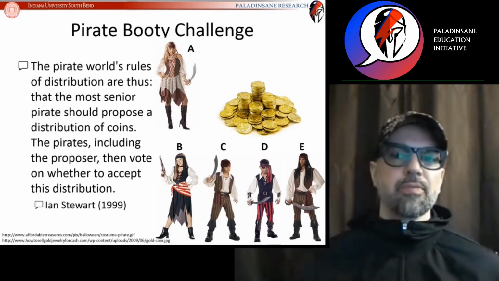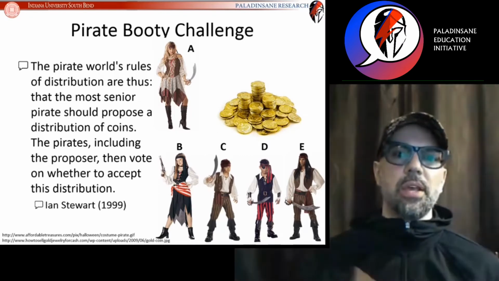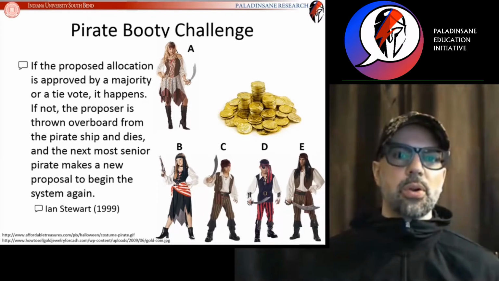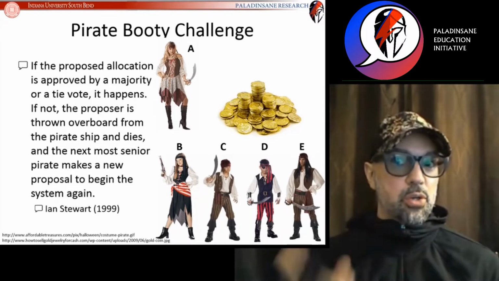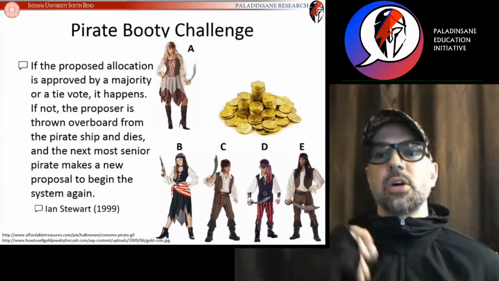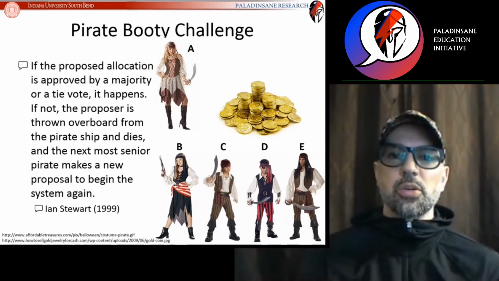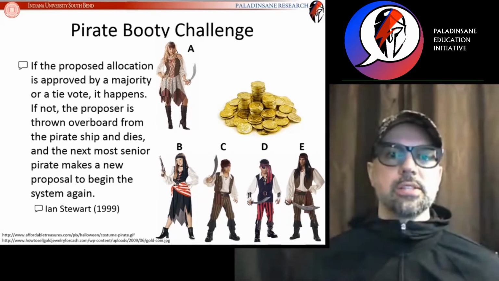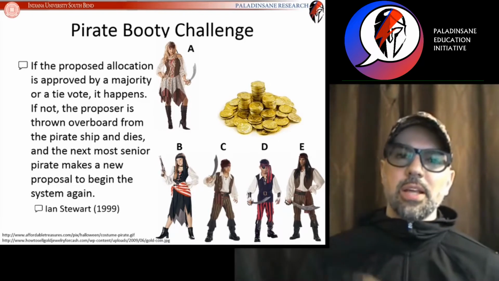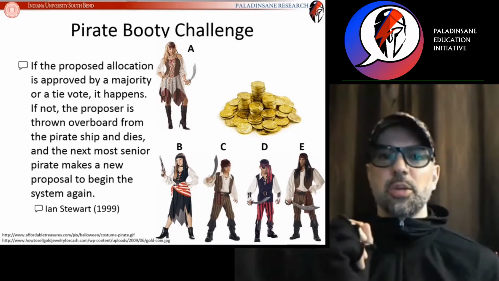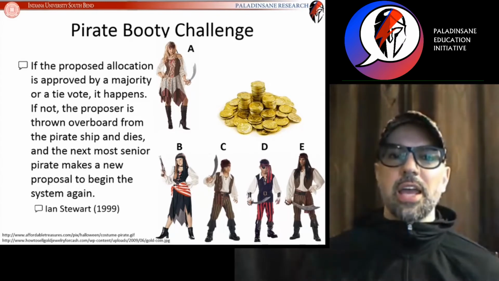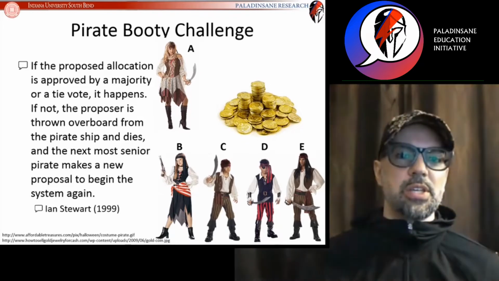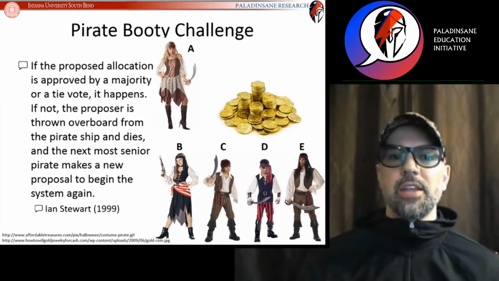We take a vote, 5 votes total, and it's majority rules. If the proposed allocation is approved by a majority or a tie vote, then it happens. So if 3 out of 5 people vote for the allocation, then the gold coins are handed out. If not, if you don't get a tie or a majority, then the person who proposed the allocation is thrown overboard from the pirate ship and dies. And then the next most senior pirate makes a new proposal, and you start again.